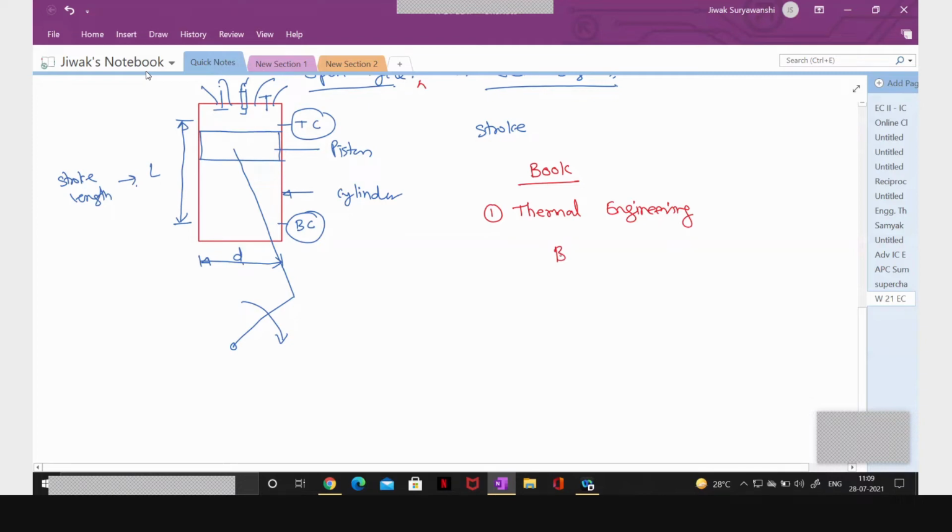and thermal engineering. You can also refer to that if you want. But this is the book we are referring to most: Thermal Engineering by M.M. Rathod.